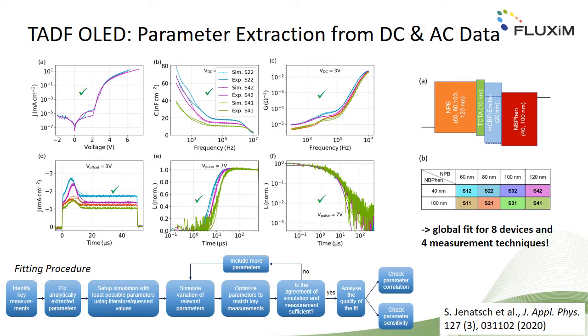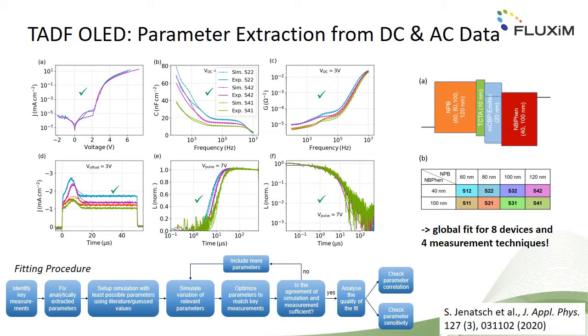Next, we look at the parameter extraction methodology for another type of TADF OLED. In this case, it's the sky blue emitter material from Sinora. A systematic OLED stack variation was performed by varying the HTL and EML thickness. And lots of data sets were acquired by taking DC, AC, and transient measurement data. This provides a rich data set suitable for parameter extraction by globally fitting a drift-diffusion model to the data.